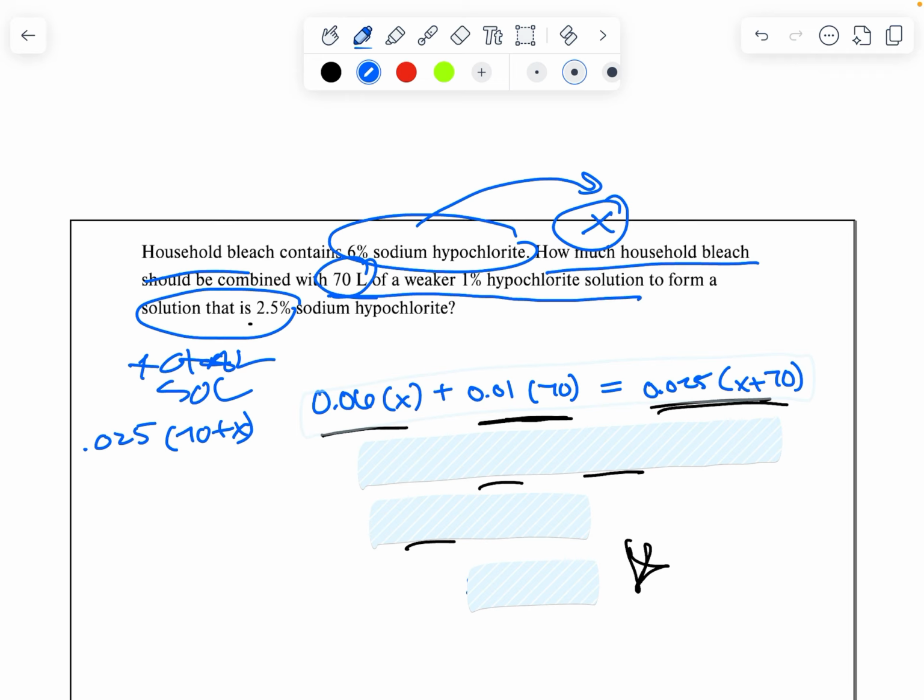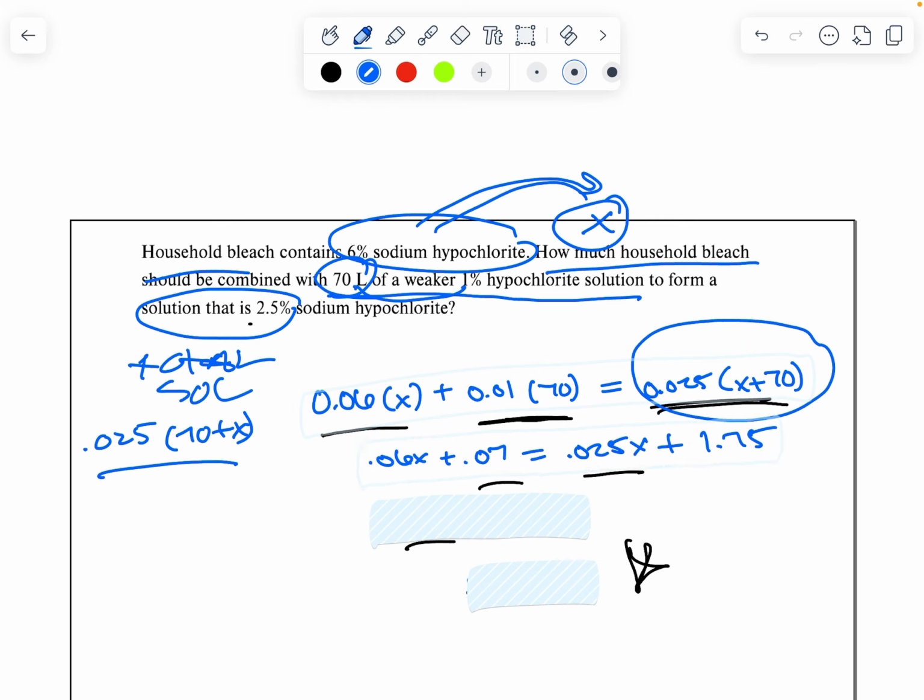So here we have our total, you see that, 0.025 times (70 plus x) equals 6% times x plus 70 times 1%. Again, we can distribute on the right side, multiply on the left side. We end up with something that looks like this. You have to remember to distribute the 0.025 to both.